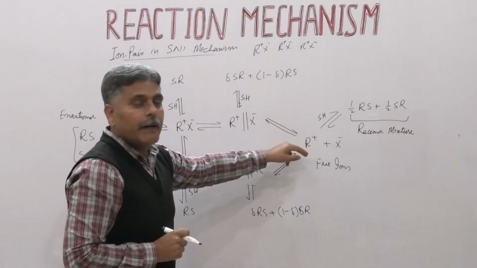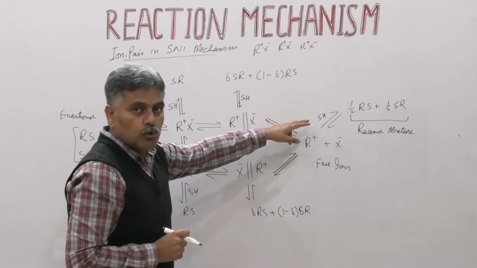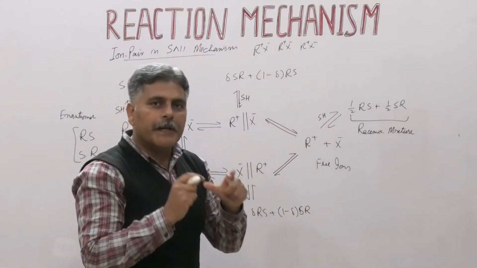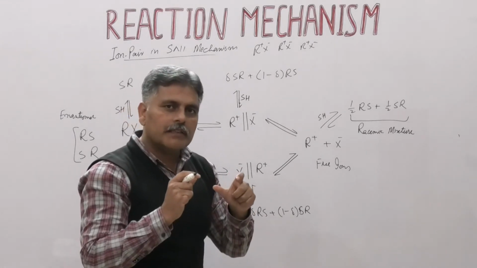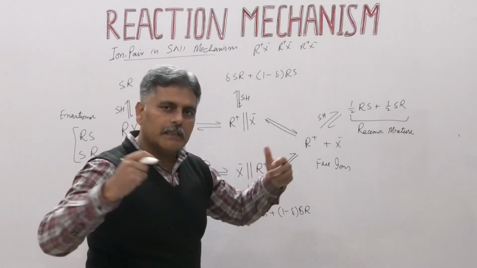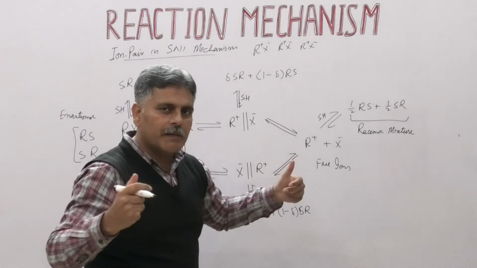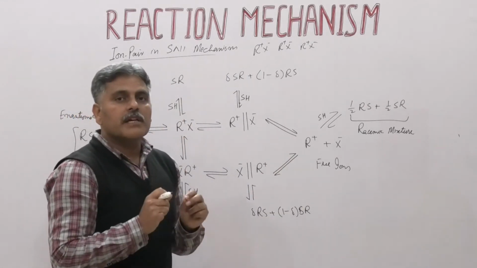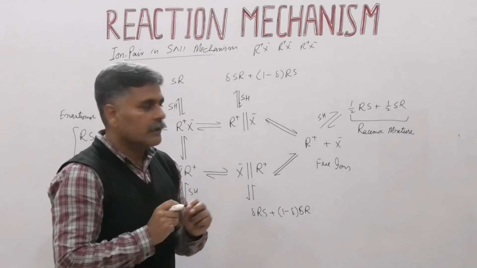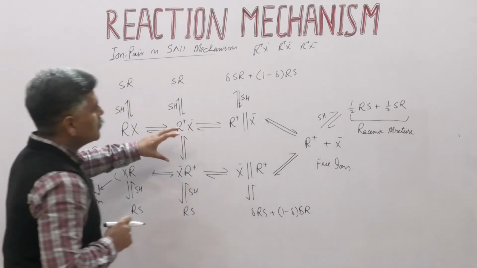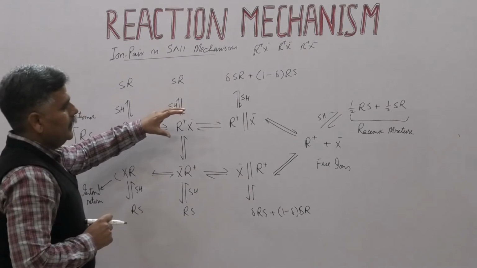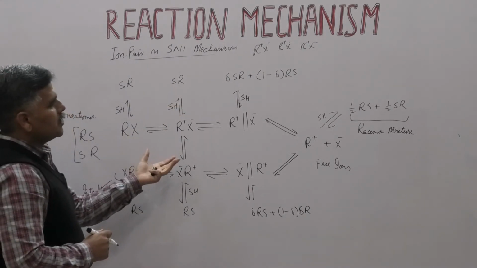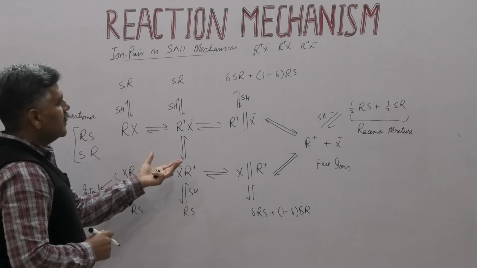are attacked by the incoming nucleophile, and because this R positive is trigonal planar, there are equal chances for the attack of the incoming nucleophile from either side. That's why racemization occurs. But in practice there are a number of cases where racemization does not occur, and this is because of the ion pair in the SN1 mechanism. I have discussed all these situations which we encountered in the SN1 mechanism.